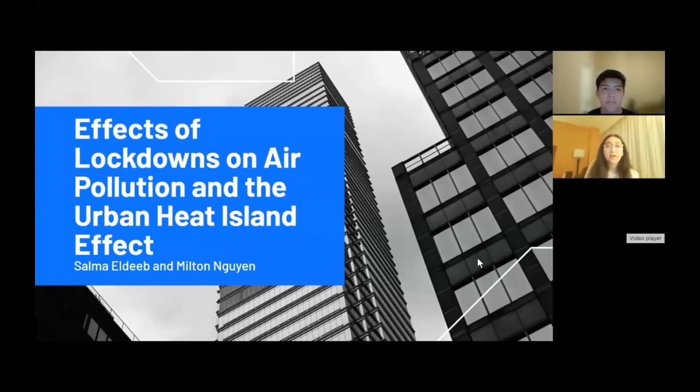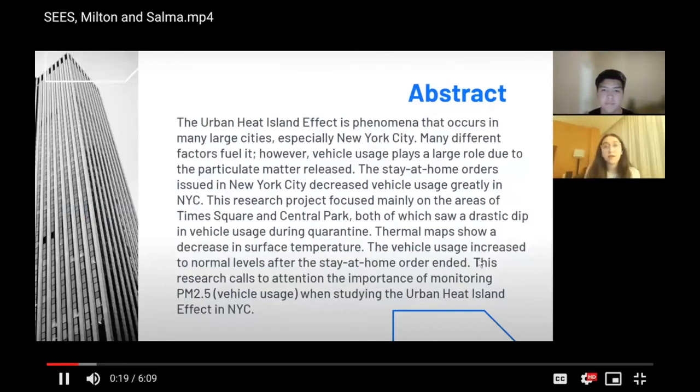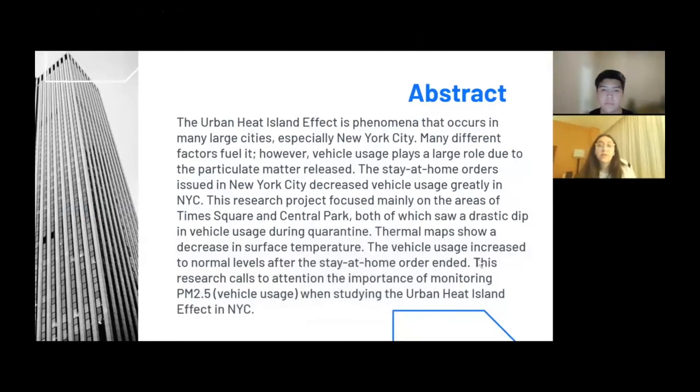So a quick synopsis of our project is that we focused on the urban heat island effect, which is a phenomenon that occurs in many large cities, specifically in New York City. Many different factors fuel it, but we wanted to focus on vehicle usage mostly. We also took a look at air pollution in New York City. So the stay-at-home order was issued in New York City, and during that, vehicle usage decreased greatly, and that allowed for a decrease of air pollution as well as surface temperature, which was shown in thermal maps.